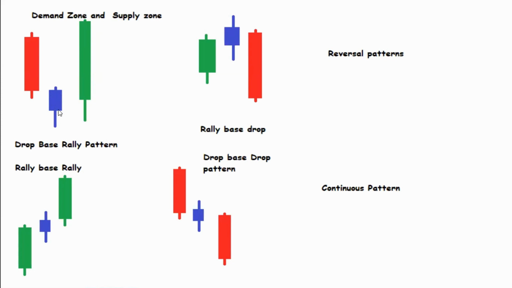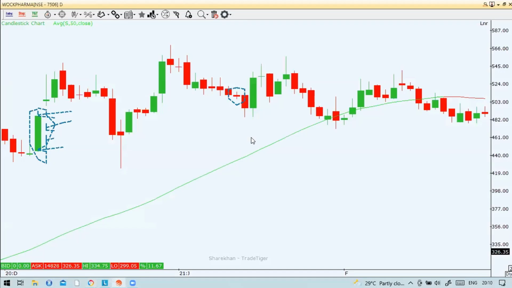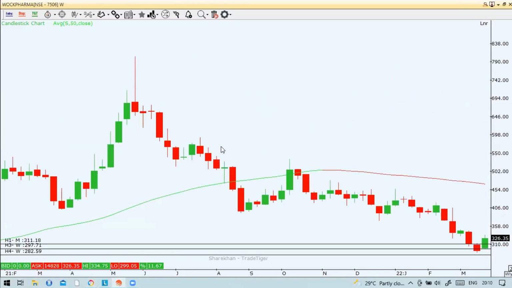Once we are able to understand those price points where other buyers would be interested to buy, don't you think even you would be ready to buy at that price point, or where other sellers are interested to sell? Now just looking at the chart, take for example this weekly chart of Wockhardt Pharma.